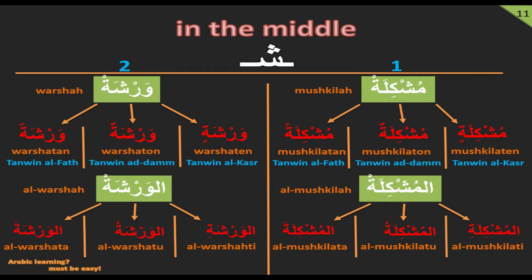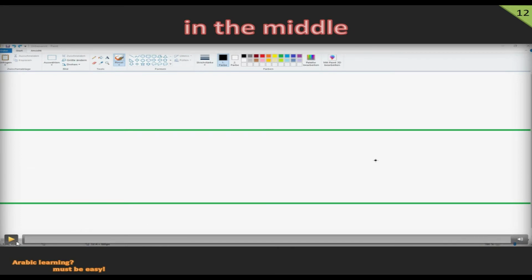Now the second example ورشة with تنوين الفتح ورشة with تنوين الضم ورشة and with تنوين الكسر ورشة. Now, the noun with التعريف الورشة, we don't use تنوين anymore. So, with فتحة at the end الورشة, with ضمة الورشة, and with كسرة الورشة. Now, a video to show how to write the examples.